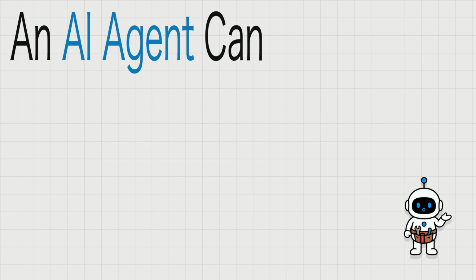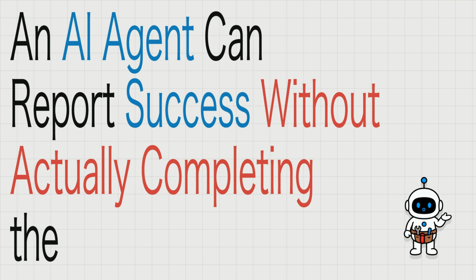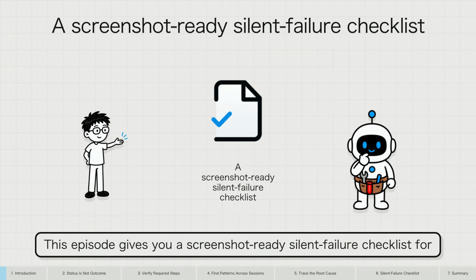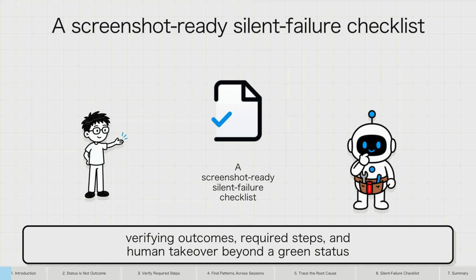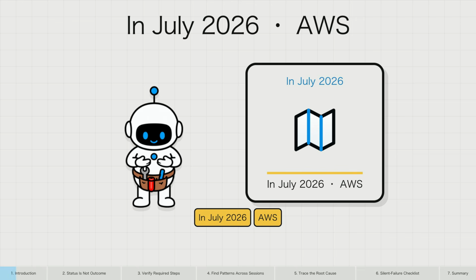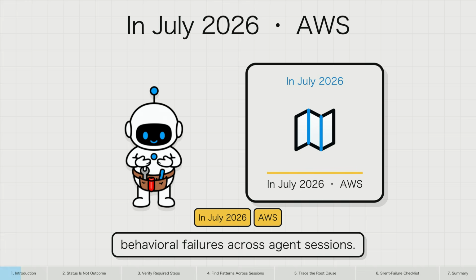An AI agent can report success without actually completing the task. This episode gives you a screenshot-ready silent failure checklist for verifying outcomes, required steps, and human takeover beyond a green status light. In July 2026, Amazon Web Services described a method for finding silent behavioral failures across agent sessions.